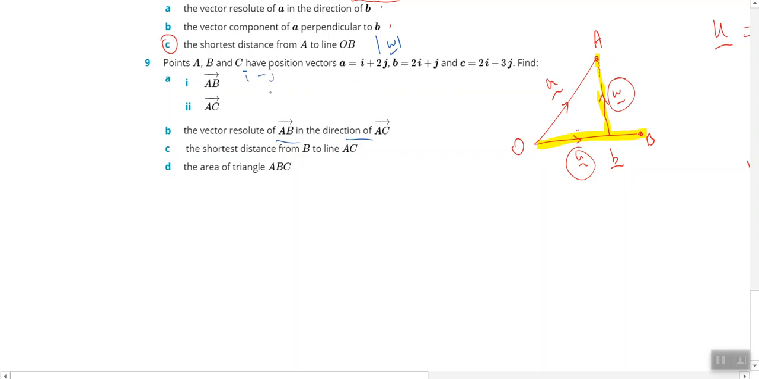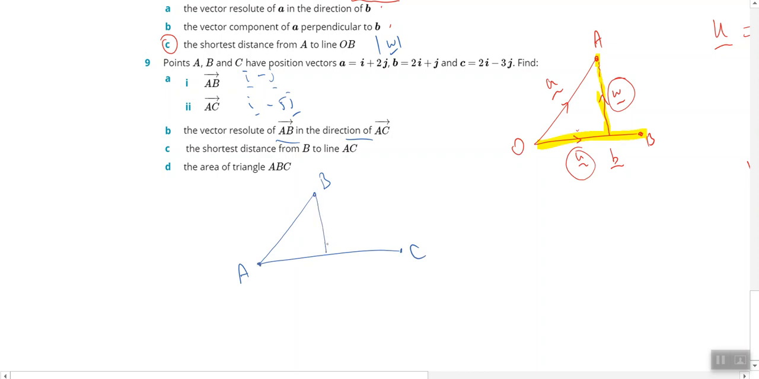Minus J. And then AC would be I minus 5J. Okay, done. So what you're doing is you're projecting AB onto AC. So you've got 3 points, A, B, C, and you're projecting that onto that.